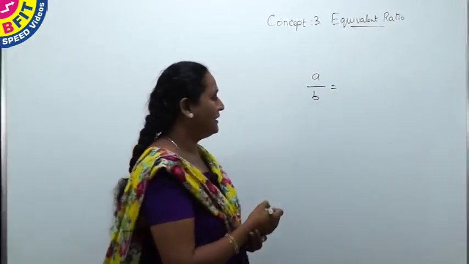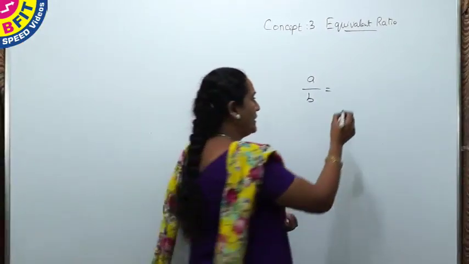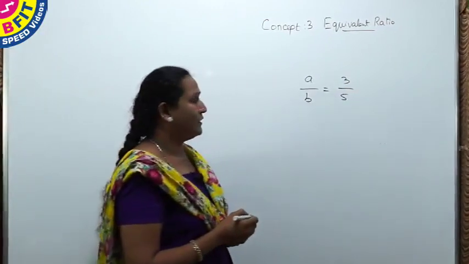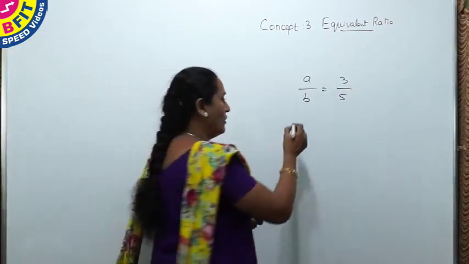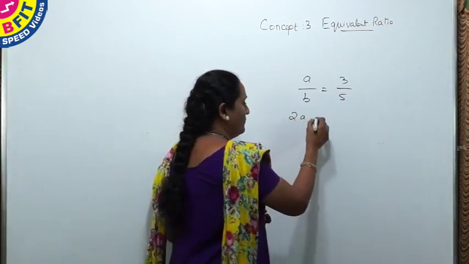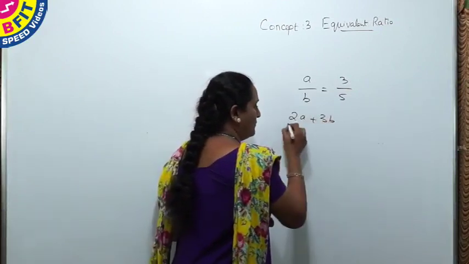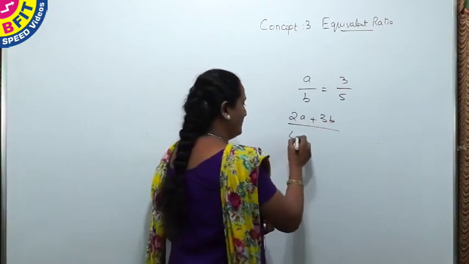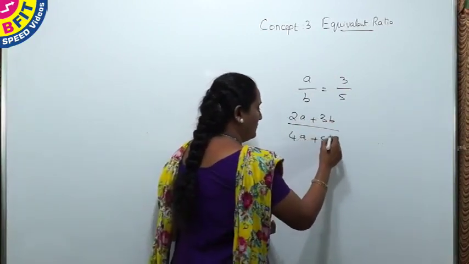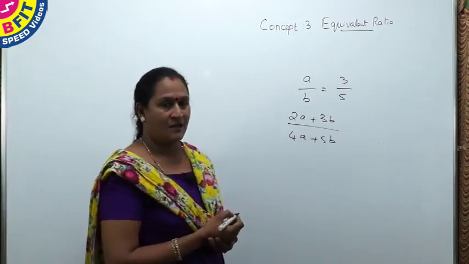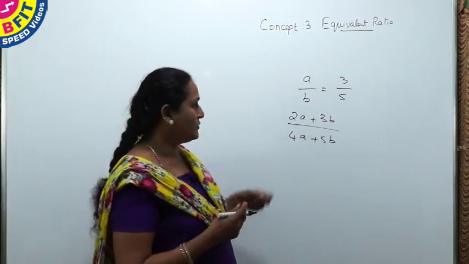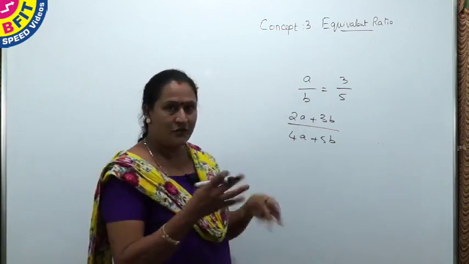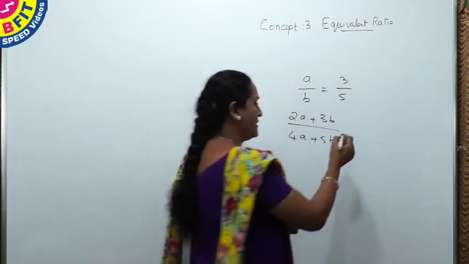So it's given that a by b equals 3 by 5. And the question is, what is the value of (2a plus 3b) divided by (4a plus 5b)? Here the working will be, as you have only the value for a by b, in the question also it is converted as a by b itself.